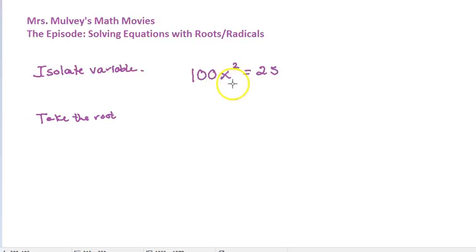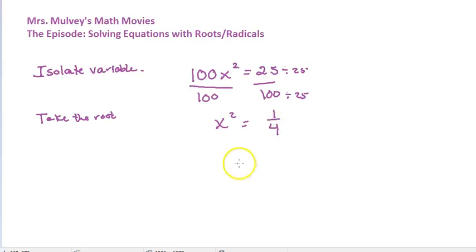So first step still the same. I'm still going to divide by 100 to isolate that x squared. And when I do that, what I want you to do is don't change this to a decimal, simplify. 25 1/100ths, I can divide both the numerator and the denominator of that by 25, and when I do that I end up with 1/4.